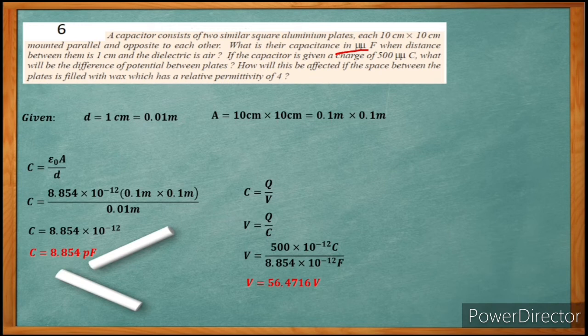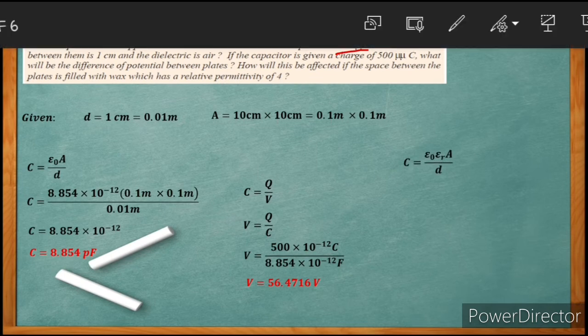So for the third unknown, how will this be affected if the space between the plates is filled with wax, which has a relative permittivity of 4? For this, we will still be using the formula for the capacitance, which is absolute permittivity times relative permittivity times area over the distance.